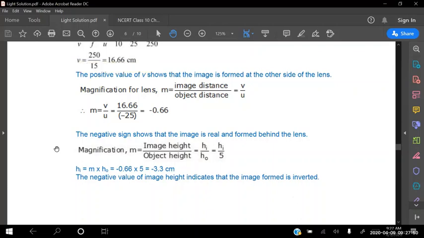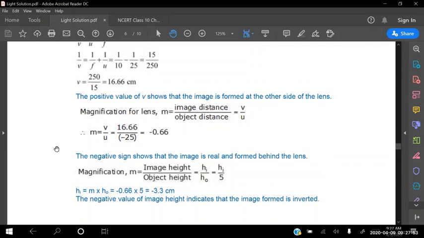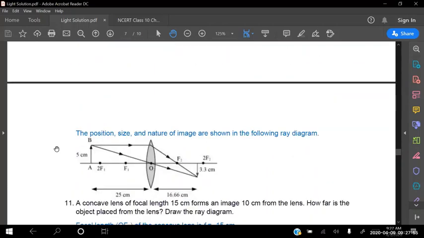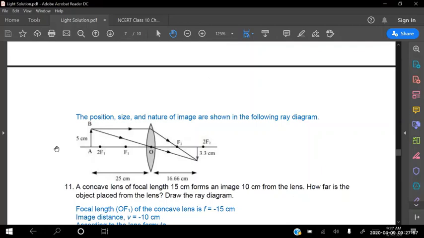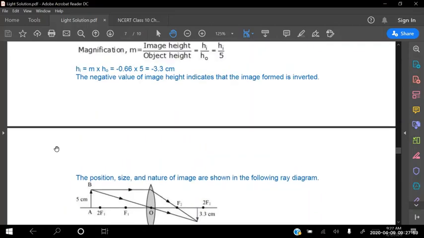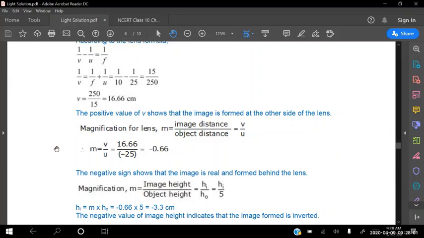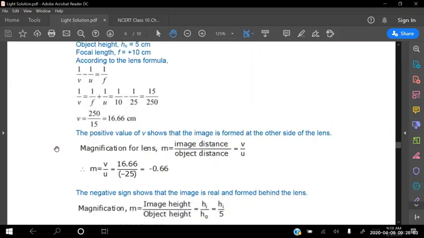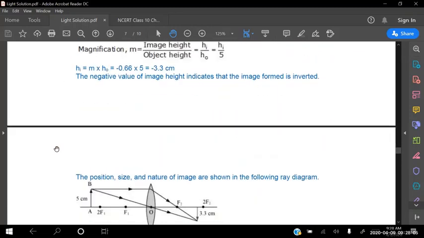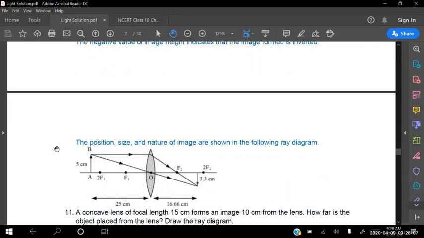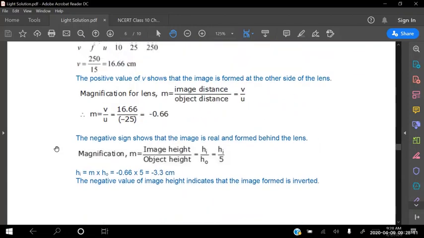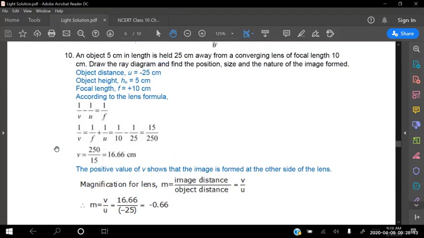But if you just want to see its solution, you can see the ray diagram also. They have already given the ray diagram. So even if it is not asked, by the ray diagram you can easily imagine how we are getting it. Can we draw it? So what do you think? Can we draw it? No, we can't draw it directly.